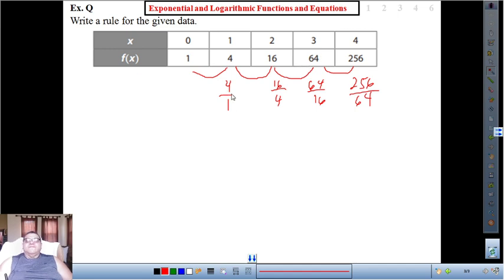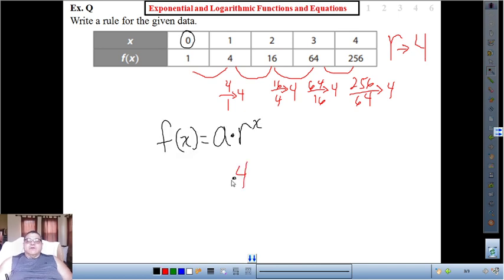So let's see. What is 4 divided by 1? 4. 16 divided by 4? 4. 64 divided by 16? 4. And 256 divided by 64? Yeah, 4. So what can we conclude? Since it's dividing or multiplying, that means this is our r. Our r is 4. All right, but what do you guys notice? Our a is 1.